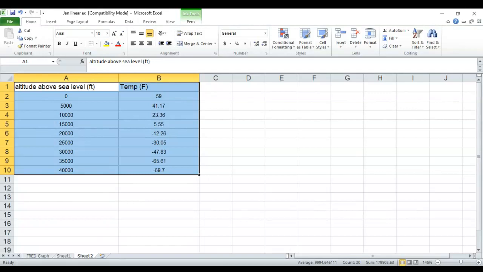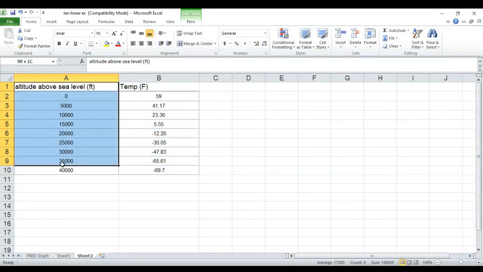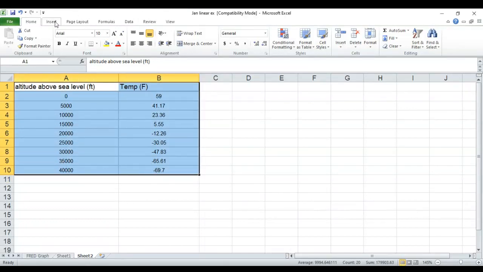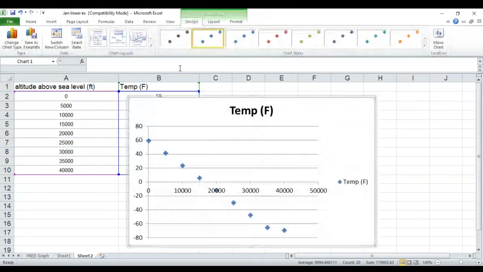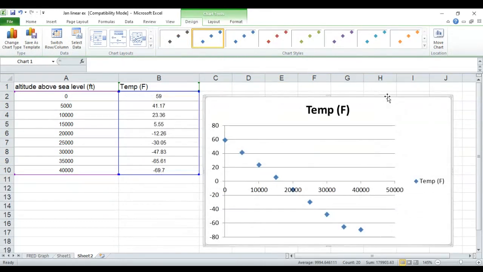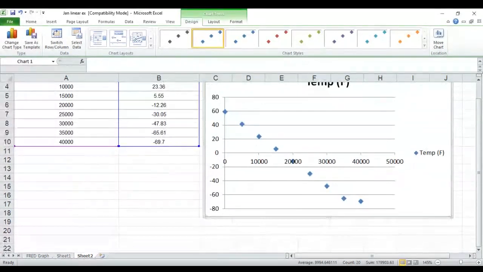So the first thing we're going to do is draw a scatter plot. I select my data, and then again, I go Insert, Scatter. And I get a good graph. And you can see, yes, it's a line. Okay, linear means line. So this is a pretty good line.